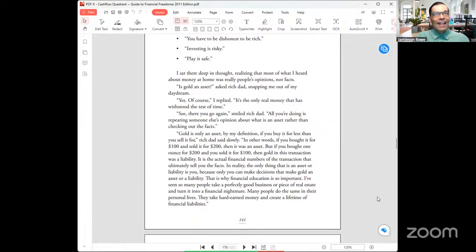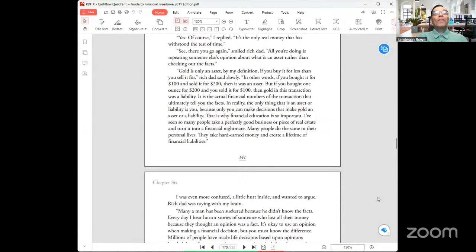Gold is an asset. Is gold an asset? asked Rich Dad, snapping me out of my dream. Yes, of course, I replied. It's the only real money that has withstood the test of time. See, there you go again, Rich Dad smiled. All you're doing is repeating someone else's opinion about what an asset is rather than checking out the facts.